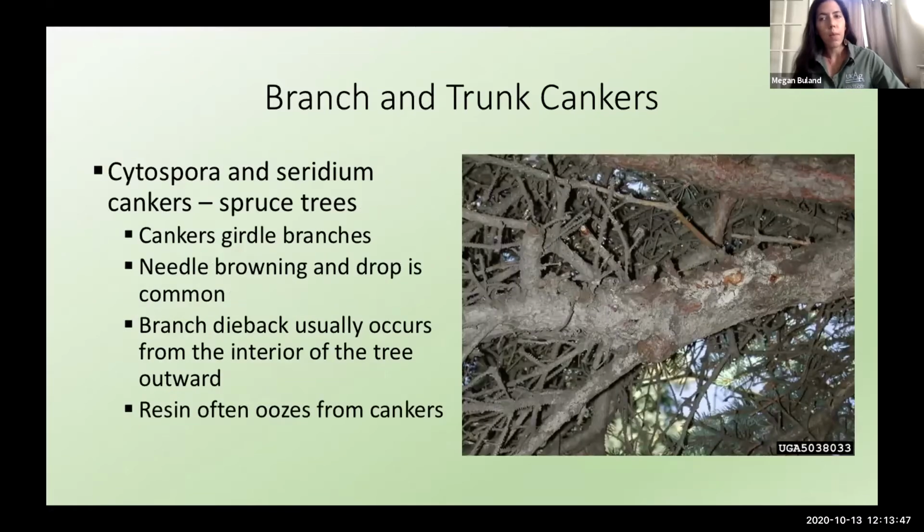Cytospora and Ceridium cankers, you'll see these a lot on spruce trees around here. These cankers girdle the branches of spruce trees. They can cause needles to brown and drop, and branch dieback often occurs from the interior of the tree outward. This is accompanied by a lot of resin and oozing from cankers on these trees. And this primarily impacts spruce trees in our area.